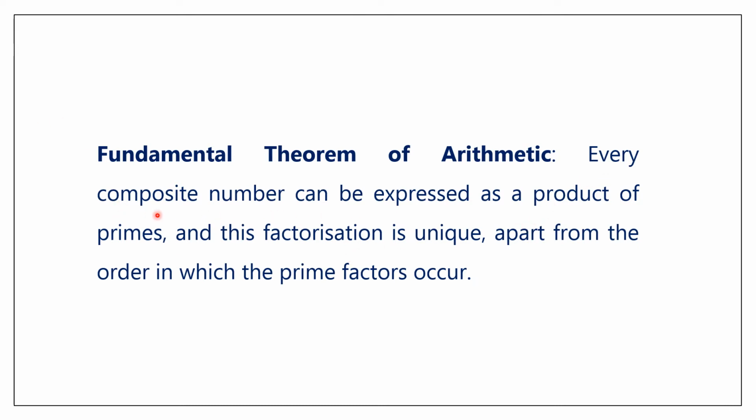Now you can check here, every composite number is expressed as a product of primes. This mainly relates the composite numbers and prime numbers. Let us check this by taking some numbers.